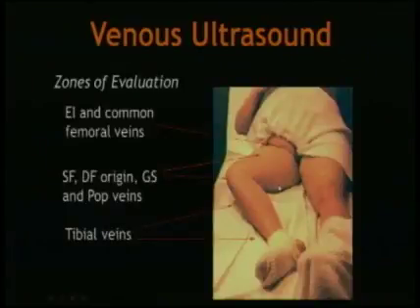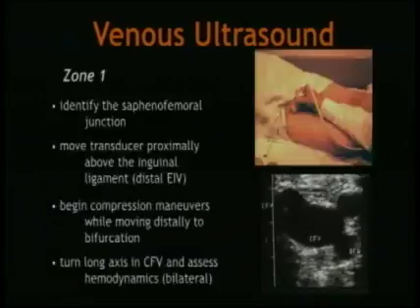How we practice in terms of the venous ultrasound evaluation in our facility is that we break down the leg into zones of evaluation. The first zone being the examination of the external iliac and common femoral veins. Distal to that, we look at the femoral, deep femoral origin, great saphenous and popliteal veins, and that's zone 2. And then zone 3 would be evaluation of the tibial veins in the leg.